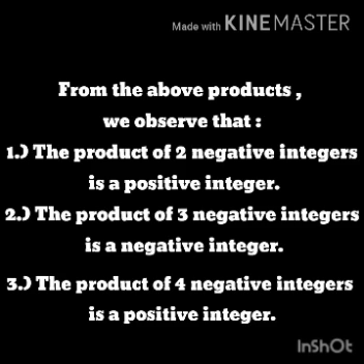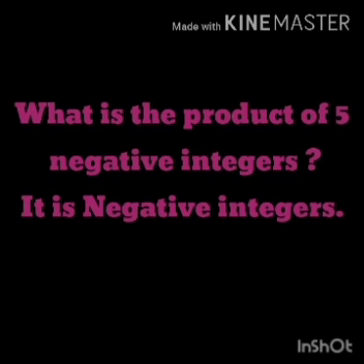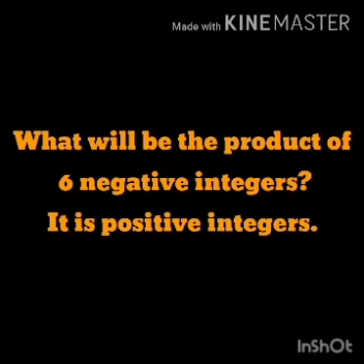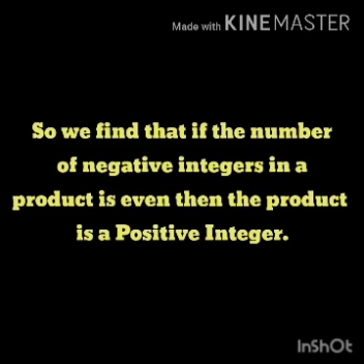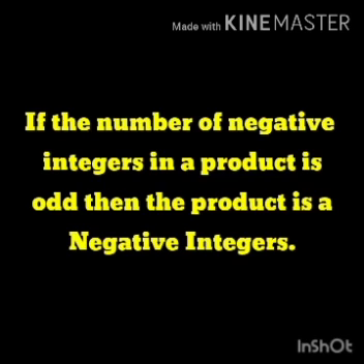From the above products, we observe that the product of two negative integers is a positive integer. The product of three negative integers is a negative integer. The product of four negative integers is a positive integer. What is the product of five negative integers? It is a negative integer. What will be the product of six negative integers? It is a positive integer. So, we find that if the number of negative integers in a product is even, then the product is a positive integer. If the number of negative integers in a product is odd, then the product is a negative integer.